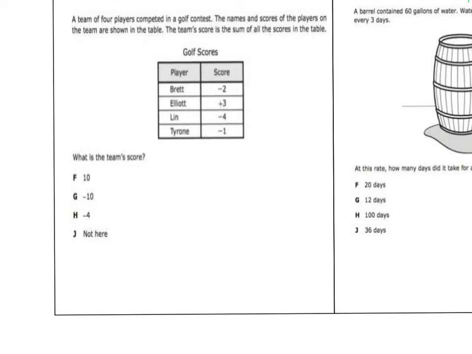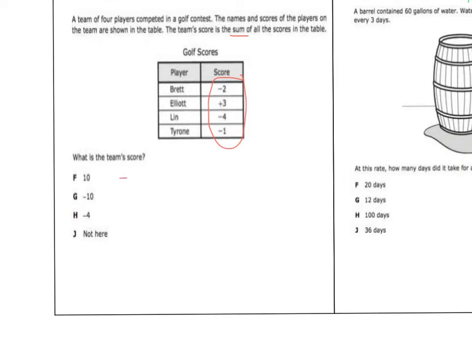All right, quadrant 3. A team of 4 players competed in a golf contest. The names and scores of the players on the team are shown in the table. The team's score is the sum of all of the scores in the table. What is the team's score? So the word sum means you're adding. So I'm going to add these 4 numbers together to get the team's score.